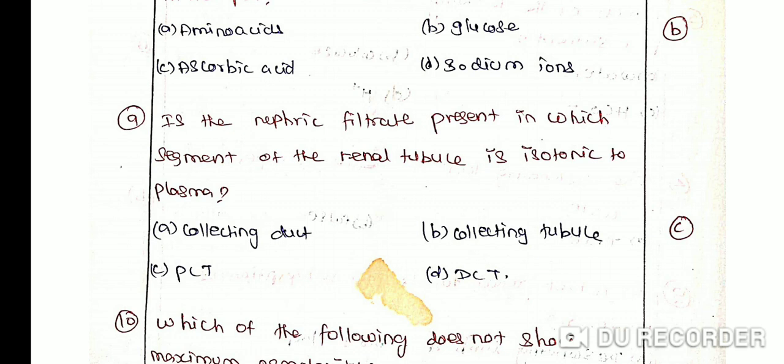Explanation: the nephric filtrate present in the PCT is isotonic to plasma. Example: 300 milliosmoles per liter. In PCT, there is obligatory reabsorption of water, absorption without the influence of any hormone.